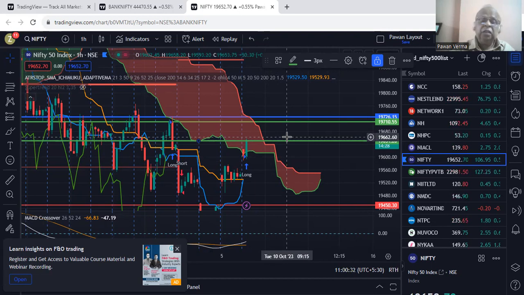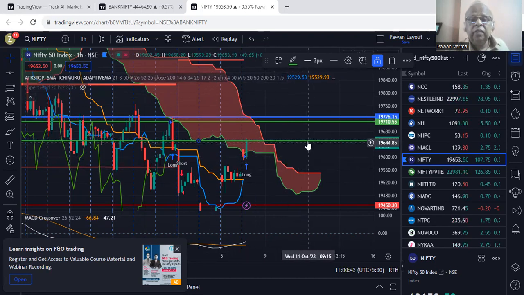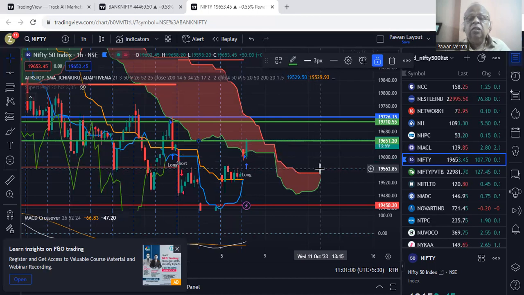So friends, a positive crossover is expected from Tenkan-sen and Kijun-sen as well as Span A and Span B. On the basis of this trigger price, we got it from the Chikou Span, where the Chikou Span is just cutting the Kijun-sen. On that basis, we have generated the trigger price for the index movement.